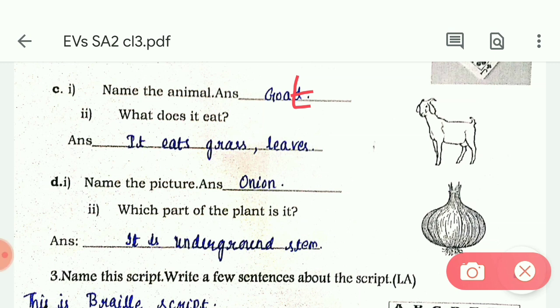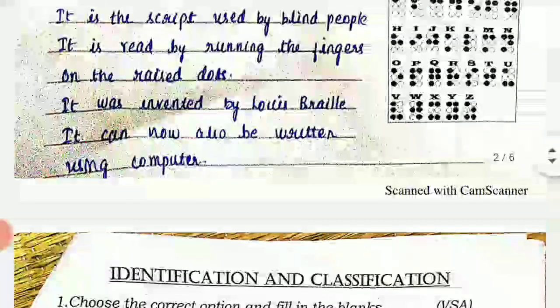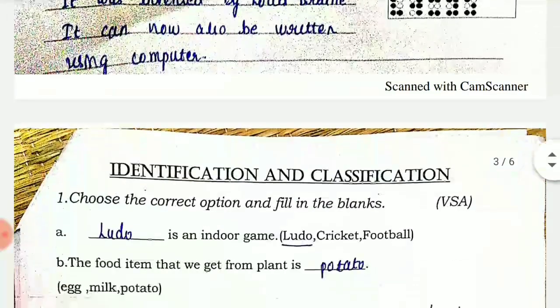Name the picture, that is onion. Which part of the plant is it? It is an underground stem. Name the script. Write a few sentences about the script. This is Braille script. It is a script written by blind people. It is read by running the fingers on the raised dots. It was invented by Louis Braille. It can now also be written using a computer. So I have written a few sentences. You can write your own sentences correctly.